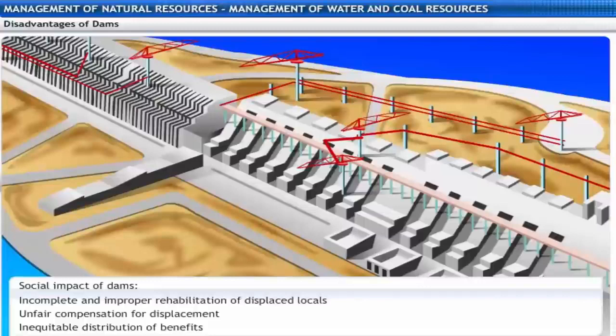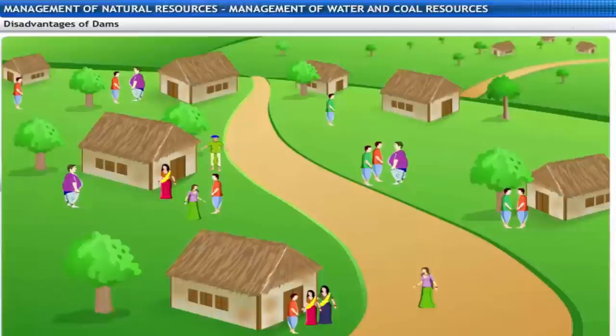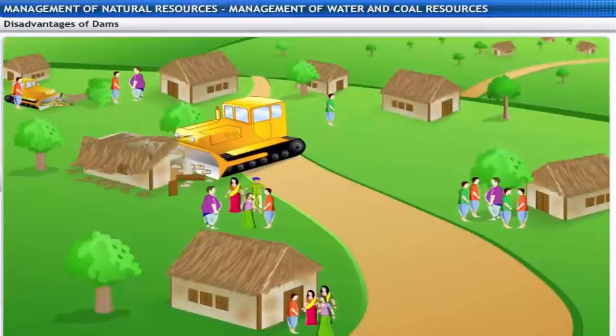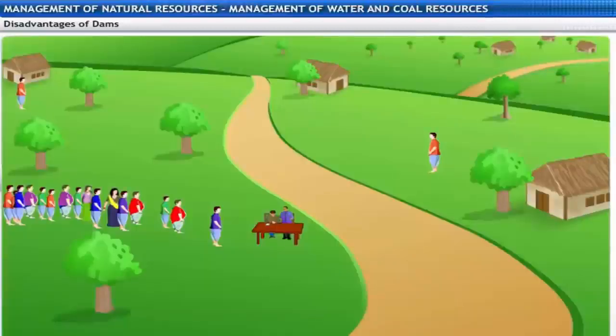Construction of dams sometimes also has a serious social impact. This is because large number of local villages and tribes are required to be displaced. They are provided rehabilitation and compensation for their losses, which is often not a fair deal.